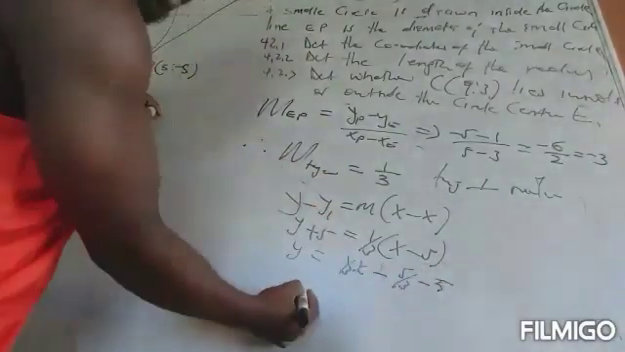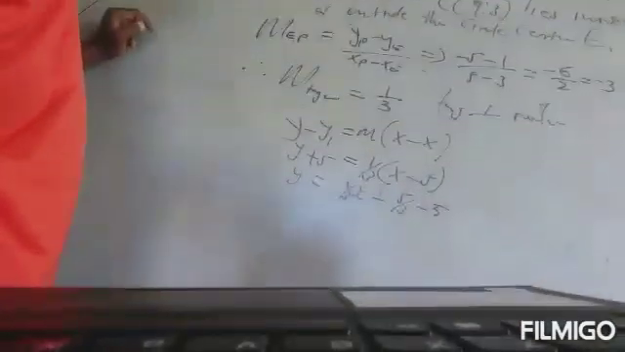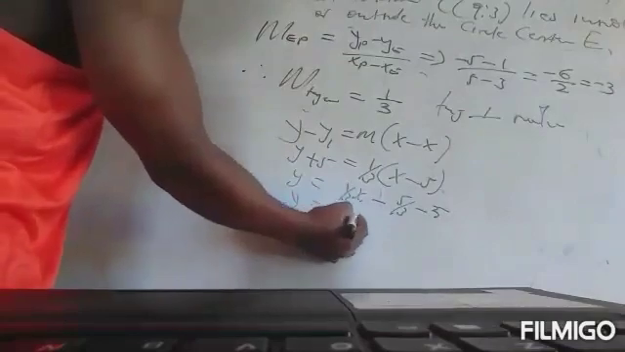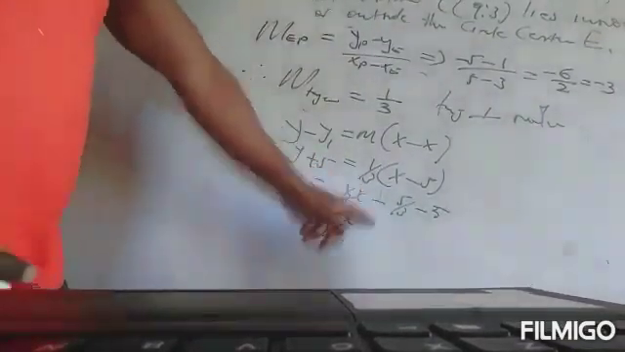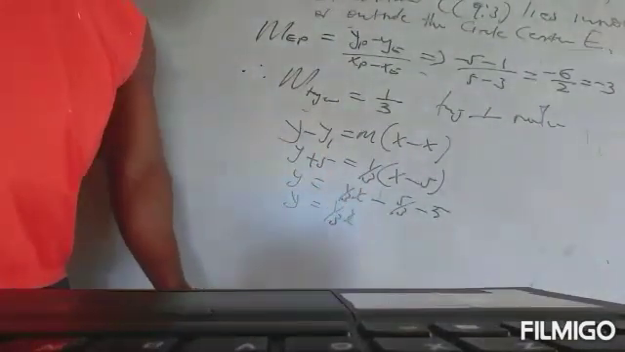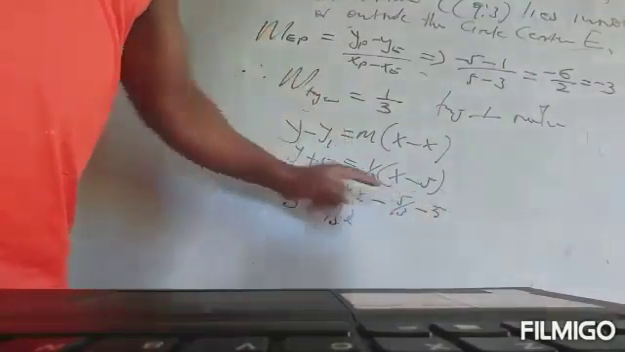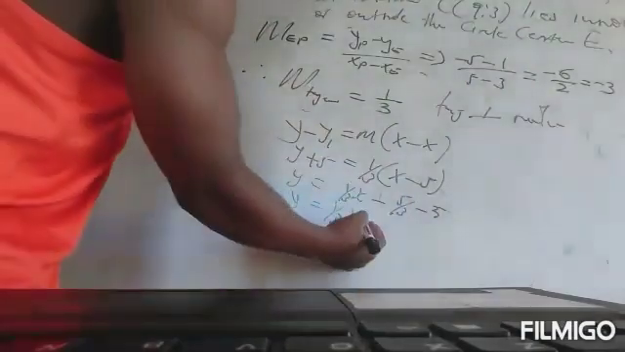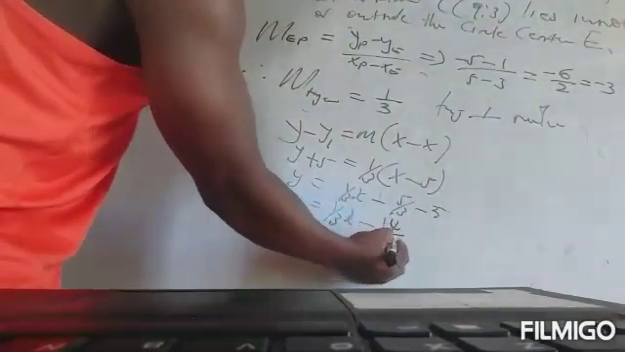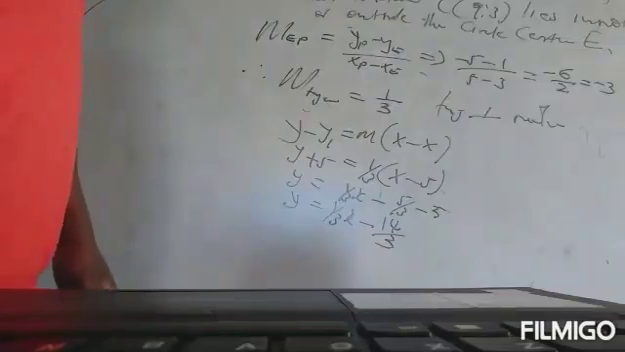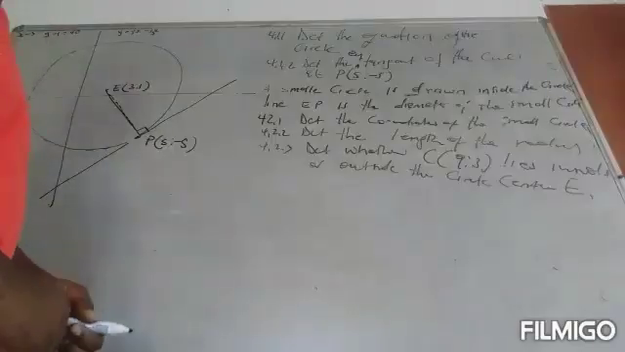So our final equation is going to be y is equal to 1 over 3 x minus 5 over 3 minus 5, which is minus 15 over 3, so minus 20 over 3. That is the answer to that. Alright. Next question.